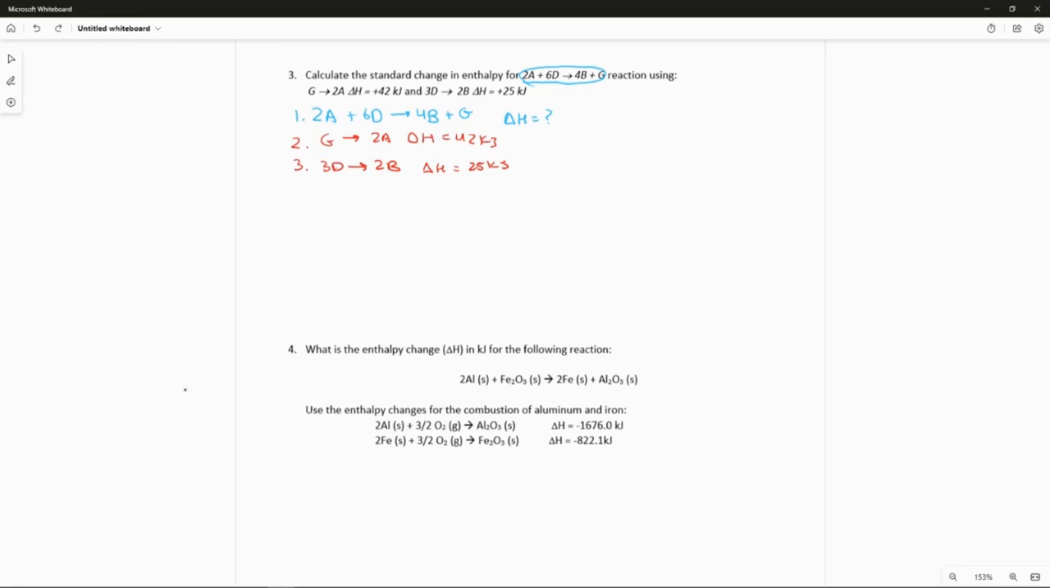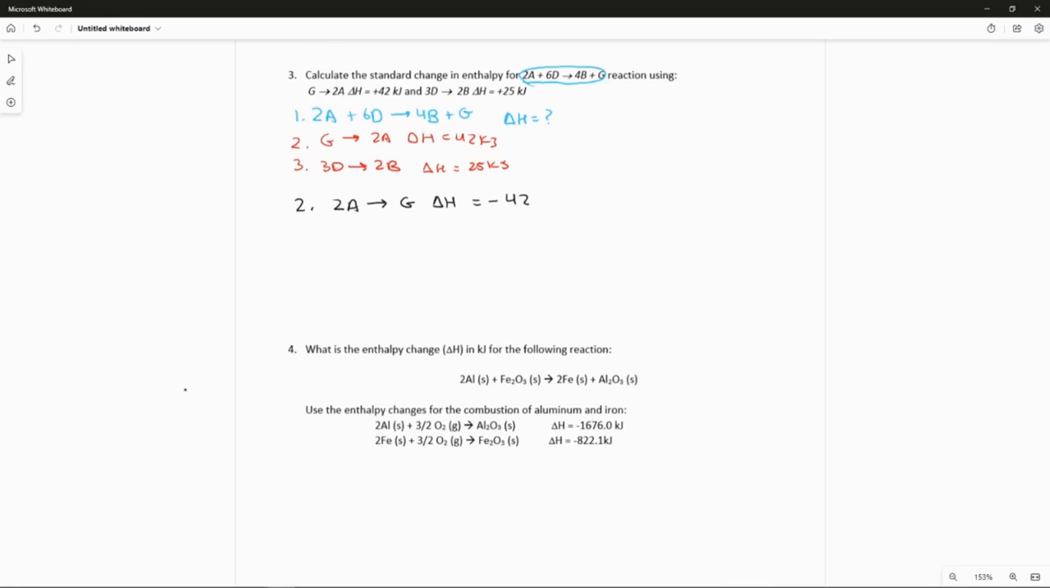So I'm going to write it out. The second equation, flipped: 2A and an arrow G. And since we flipped the equation, our delta H is going to turn negative. So we started with a positive 42, and now we're going to end with a negative 42. Alright, and we're going to take a look at number 3.